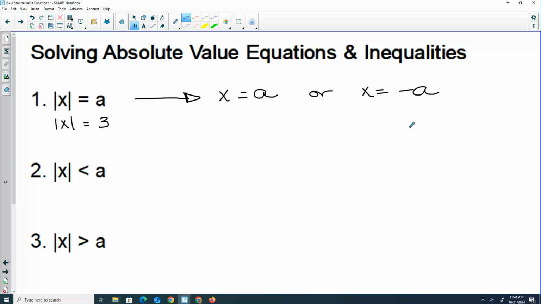You want to have these rules written down. So in a few minutes when we start solving these problems, I'm going to ask you, look back at your rules. What does it mean? So if it's an equation, you are getting two answers. You set it equal to the positive and the negative.